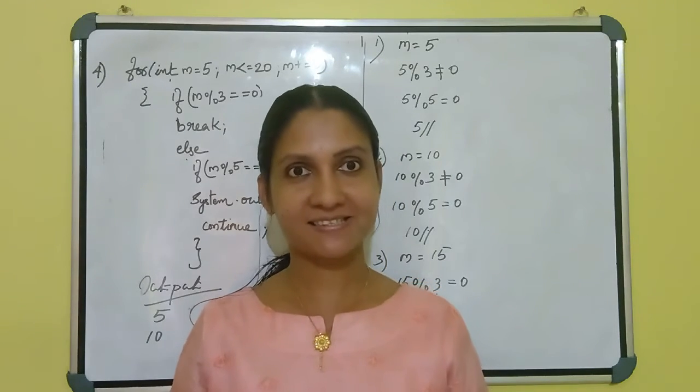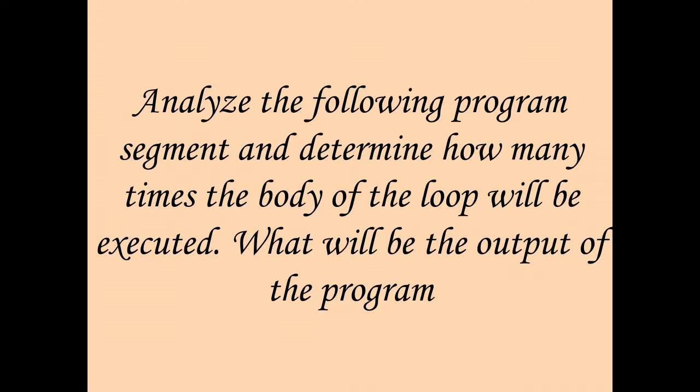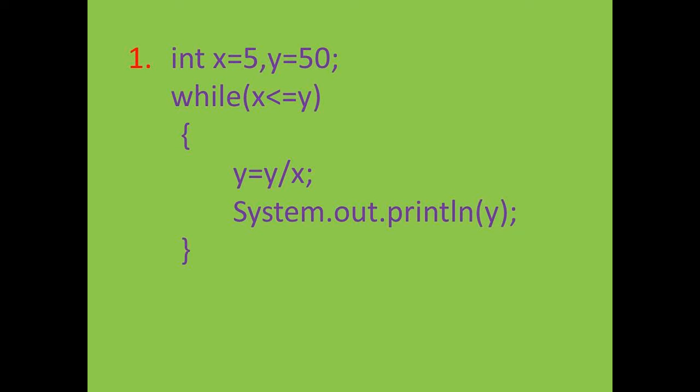Let's read the question. Analyze the following program segment and determine how many times the body of the loop will be executed. What will be the output of the program? That's the question. Then what's the first question? int x = 5, y = 50; while (x <= y) { y = y / x; System.out.println(y); } This is the first question. You have to find out the output and how many times it will work.